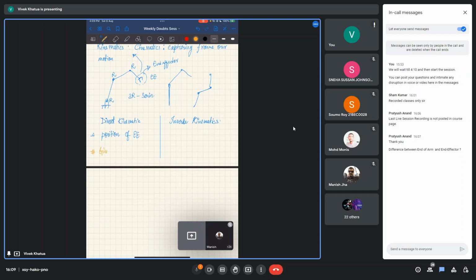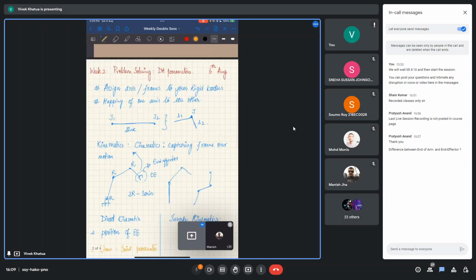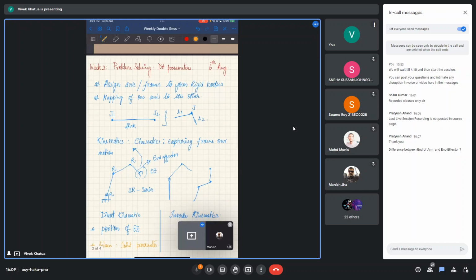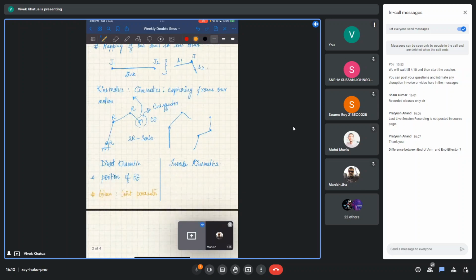Given joint parameters. So recalling what is a joint, I'll go slowly, I guess. Refresh, that's not that good in Gmeet. Okay. So going back to what is a joint: it is the intersection between two links. How two links rotate about each other is the joint, a characteristic of the joint.